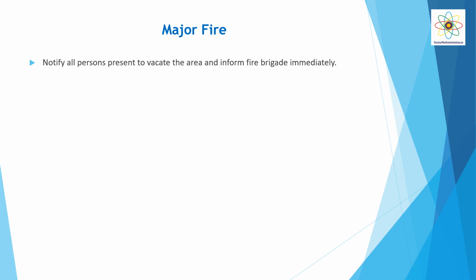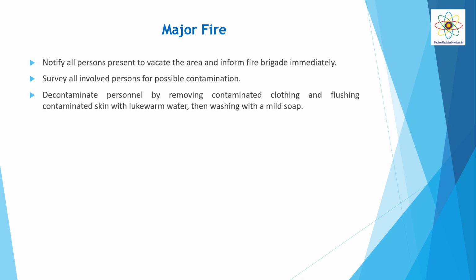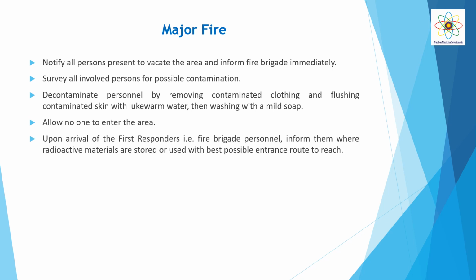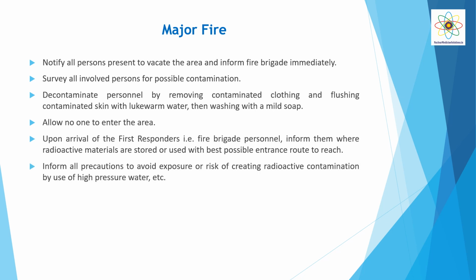Now in case of major fire, notify all persons present to vacate the area and inform the fire brigade immediately. Survey all involved persons for possible contamination, and if someone is found contaminated, decontaminate that person using the method as said earlier. Allow no one to enter the area. Upon arrival of the first responder, that is fire brigade personnel, here the person who sees it first and the RSO are not the first responder. The first responder is the fire brigade person. So inform them where radioactive material is stored and used with the best possible entrance route to reach. Inform all precautions to avoid exposure or a risk of creating radioactive contamination by use of high pressure water, etc.